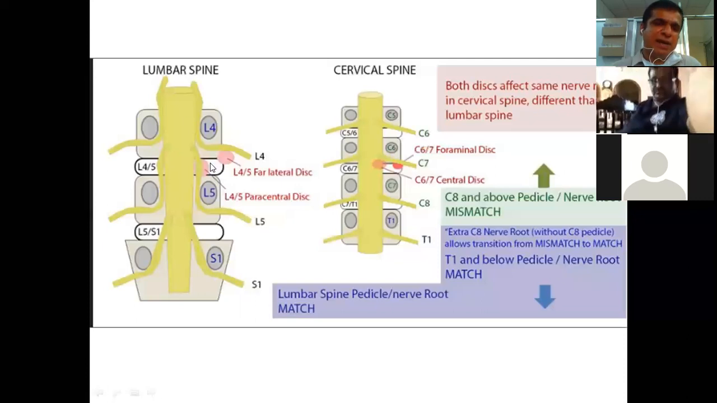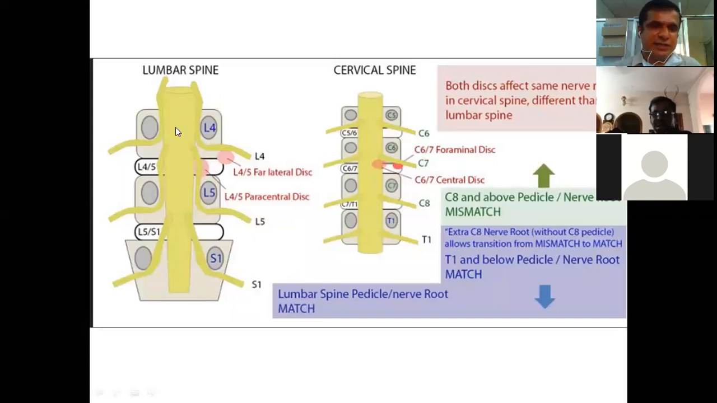Coming to lumbar spine disc prolapse, comparing lumbar spine and cervical spine disc prolapse. In lumbar spine disc prolapse, what happens? This is the vertebral body, this is the intervertebral disc, this is the dura, and these are the nerve roots. Whenever there is a paracentral disc prolapse, the traversing nerve root is affected. Whenever there is a far lateral disc prolapse, the exiting nerve root is affected in the lumbar spine. Is it the same in the cervical spine? No.